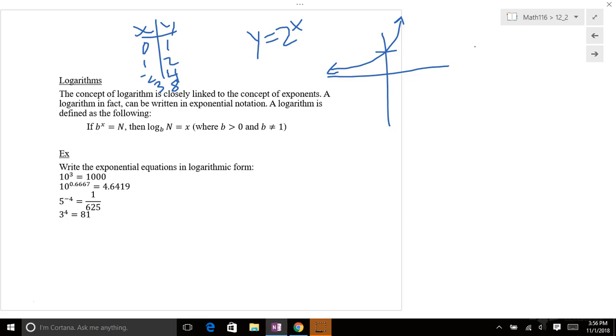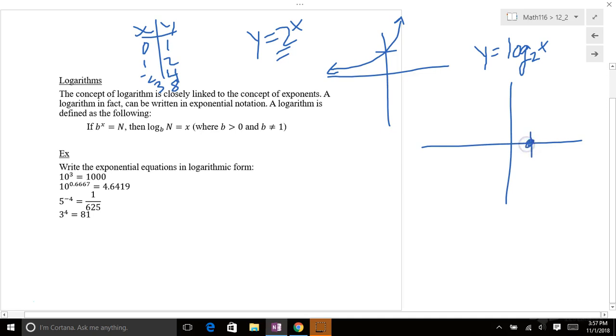Well, the inverse of that exponential we're going to call log, and it's log base 2 of x in this case, because the original base was 2, so you use a base of 2 for the logarithm. And all those points just flip around. So instead of 0, 1, you're going to have 1, 0. Instead of 1, 2, you're going to have 2, 1. Instead of 2, 4, you're going to have 4, 2. And you could graph all these points, and this is a graph of your logarithm, okay?